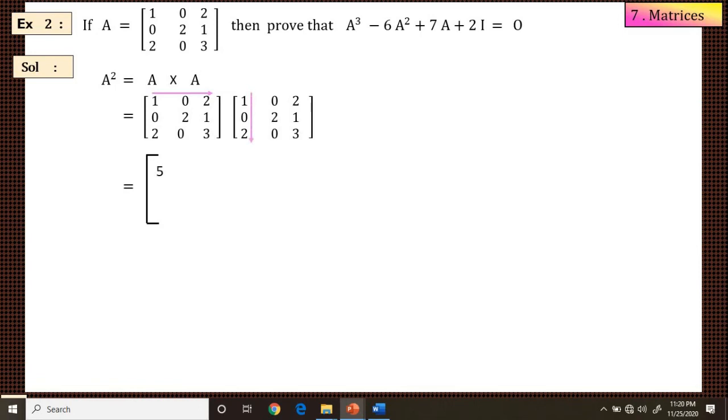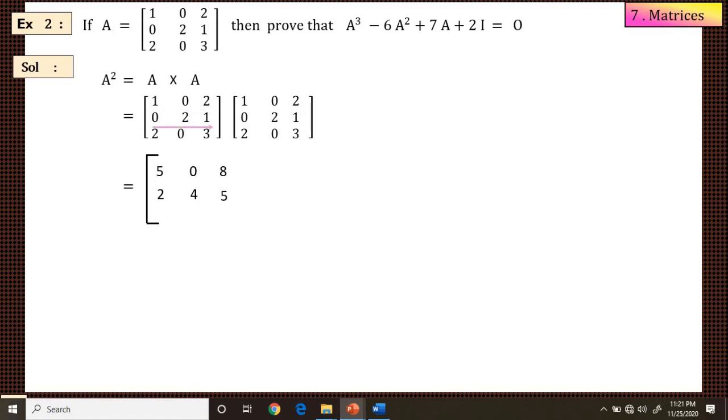So you will get a 5 when the first row elements operate with the first column elements, that is multiplied and added. With the second column elements, if you operate, you will get a 0, and with the third column elements, you will get an 8. Then the second row: with the first column elements, if you operate, you will get 2, with the second column elements, 4, and with the third column elements, you will get a 5.